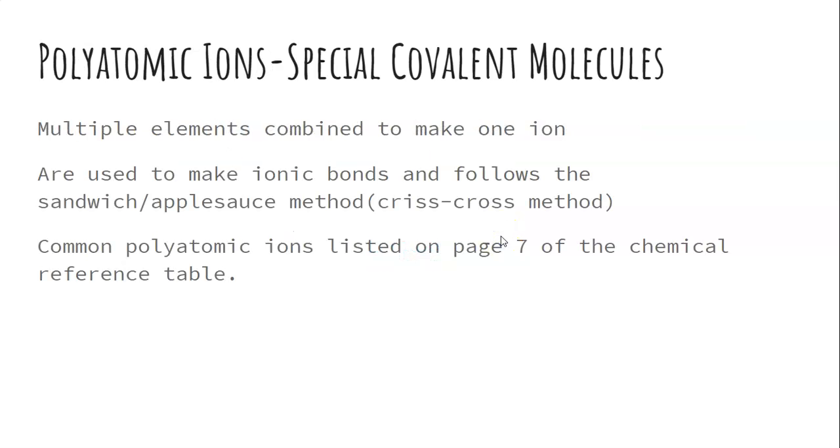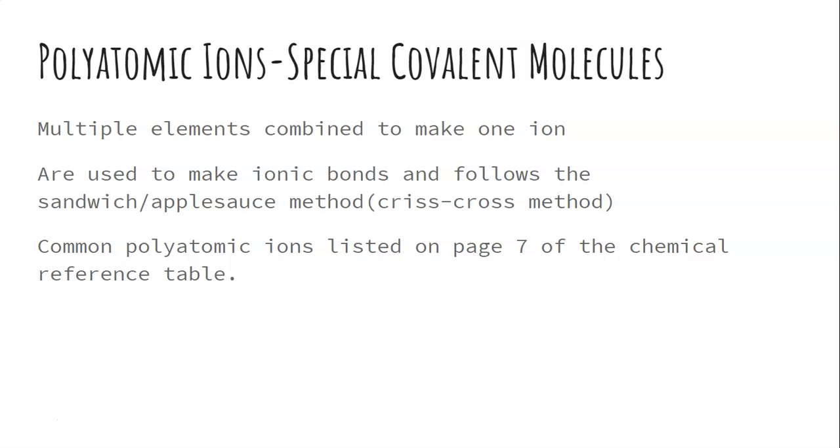Some special covalent ions or molecules are called polyatomic ions. It's when multiple elements combine to make one ion, which we're going to use later in ionic bonding to make compounds. These polyatomics are covalently bonded molecules that we use later to bond to a metal to make an ionic bond and make a compound that way. They'll use the ionic bonds and the system of sandwich applesauce, the crisscross method.